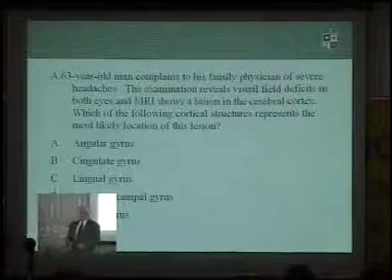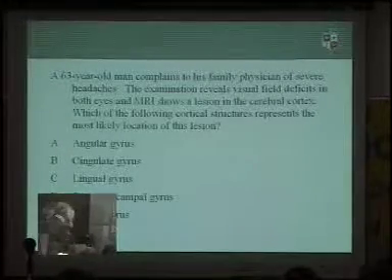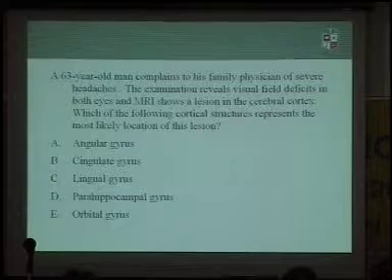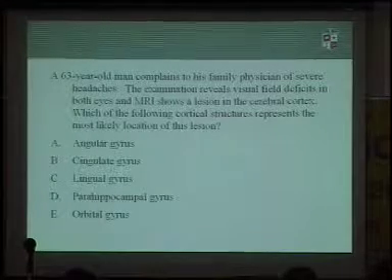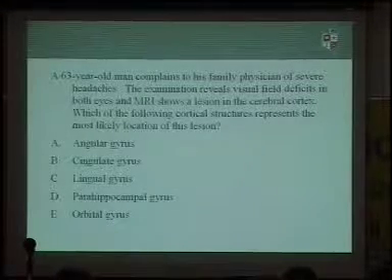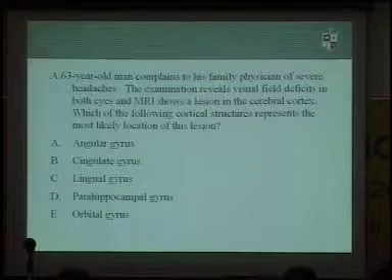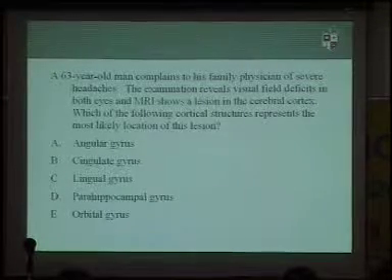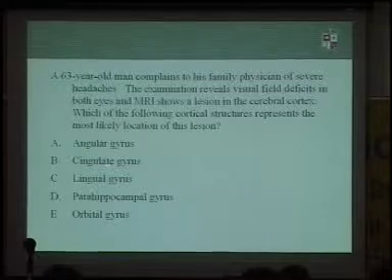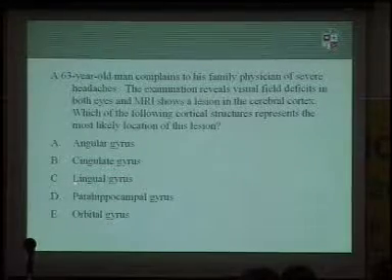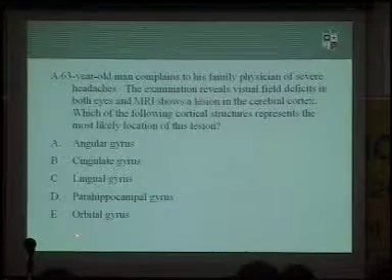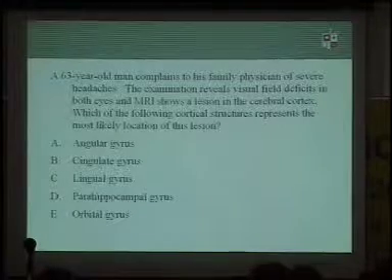Okay, you should all get this one, okay? A 60-year-old man complains to his family physician of severe headaches. The examination reveals visual field deficits in both eyes, and an MRI shows a lesion in the cerebral cortex. Which of the following cortical structures represents the most likely location of this lesion? Now, these are terms probably some of you haven't seen for a while, right? Angular gyrus, do you remember where that is? Cingulate gyrus, lingual gyrus, parahippocampal gyrus, and the orbital gyrus. Okay, vote.